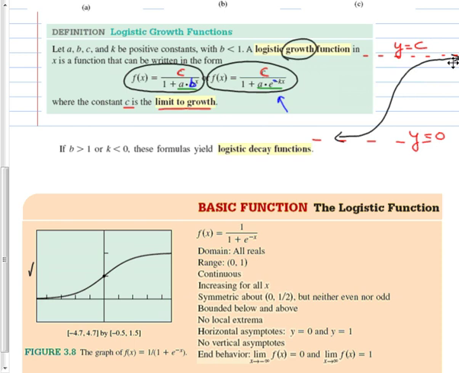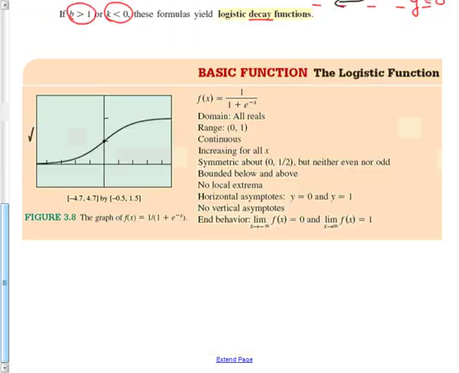Oh, so these aren't so bad. We already talked about growth. Oh, decay. All we need to do is make the b bigger than 1, and it becomes a logistic decay, or a negative k value on that e, and it becomes a logistic decay. Let's analyze. Well, domain, all reals. We can have all x's. Left to the right goes forever. All x's. Range, the parent is between 0 and 1.